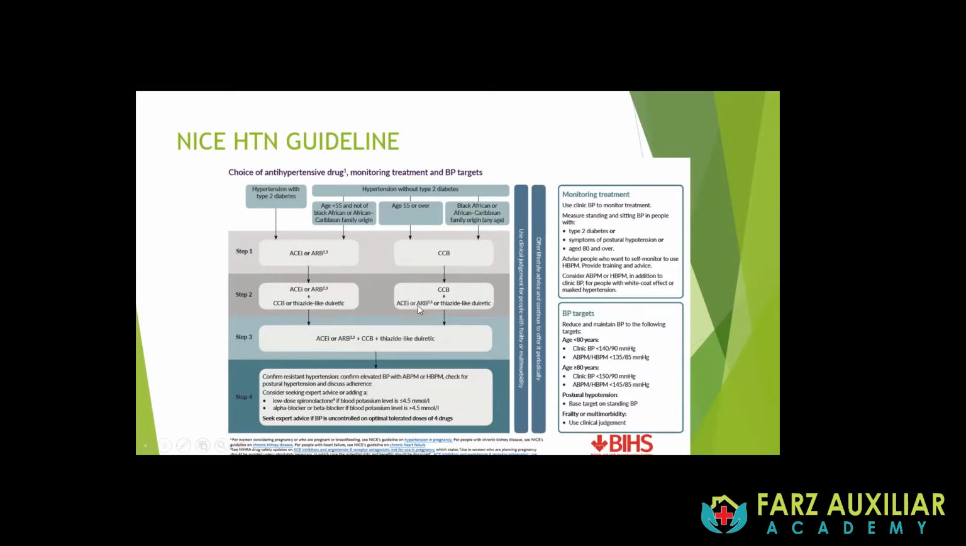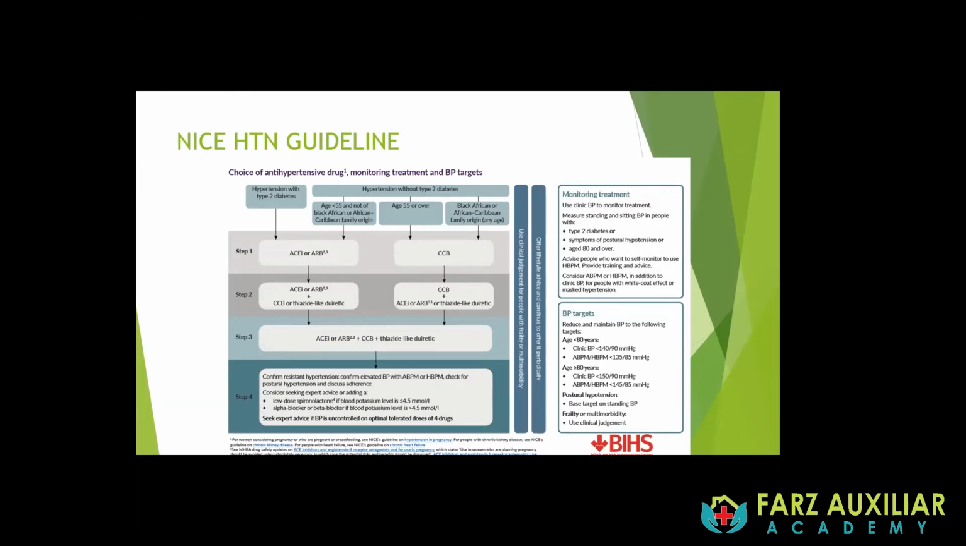Now in step 2, whatever you did not add in step 1, you add in step 2. So if you have added ACE here, you add a calcium channel blocker. If you have added a calcium channel blocker at the first step, you add ACE in the second step. Now, the third step is usually a diuretic. The question may be, a patient is on hydrochlorothiazide, amlodipine, and an ACE inhibitor or ARB, what are you going to add next? Now that is very important.